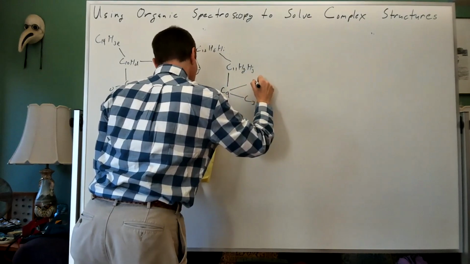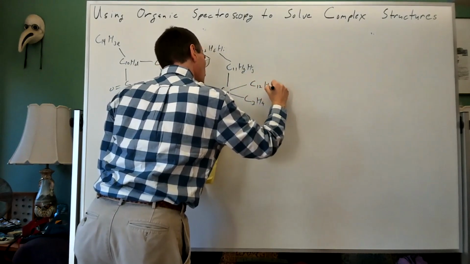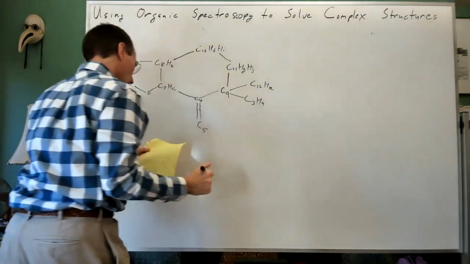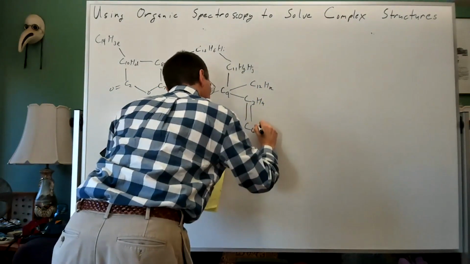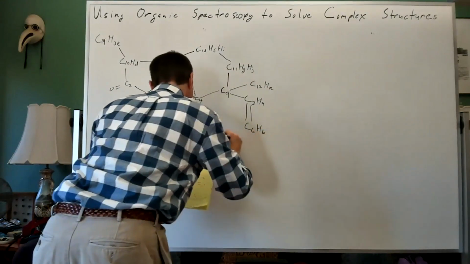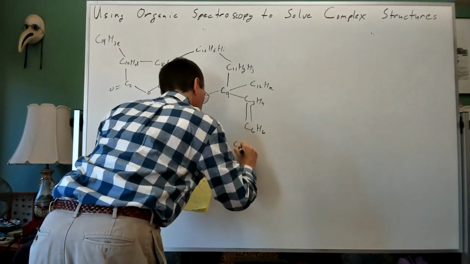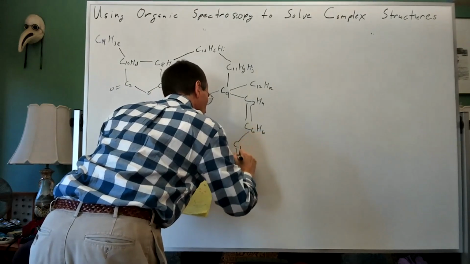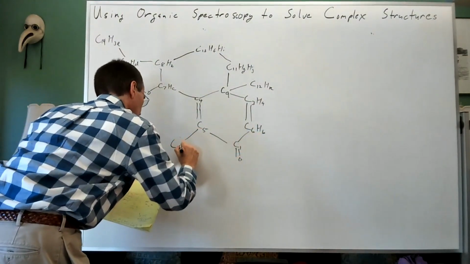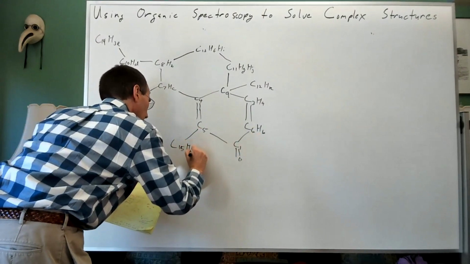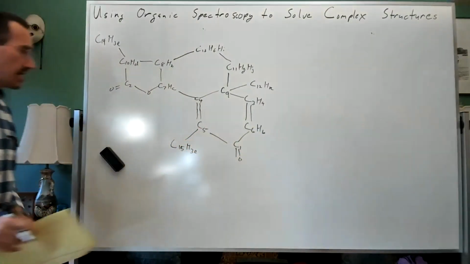We have C12HK coming off of here, C6HB, C1 carbonyl, C15H3E.